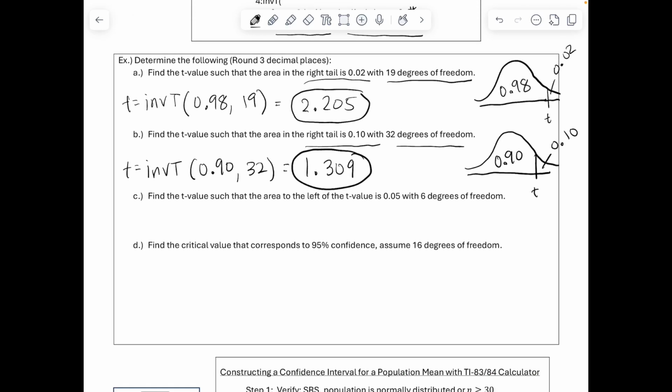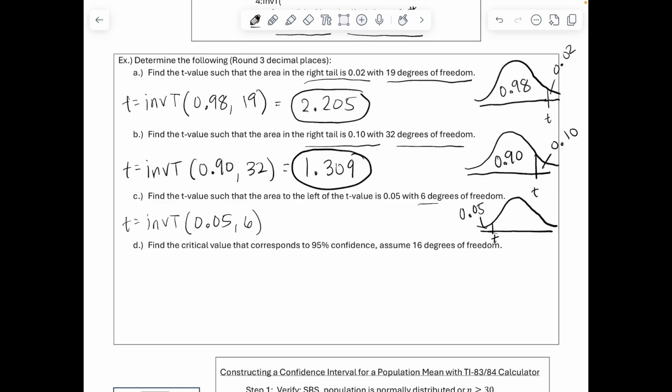Part C says find the t-value such that the area to the left of the t-value is 0.05 with 6 degrees of freedom. So again, sketching our curve, and this time our area to the left is small, so I'm going to go ahead and put my t-value on the left. This is 0.05, and so in order to find our t-value, we are going to use inverse t. Area to the left we do have, which is 0.05, comma, our degrees of freedom, which were also given to us, which are 6.